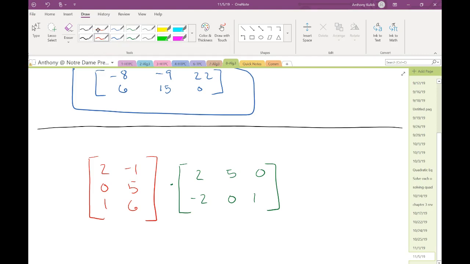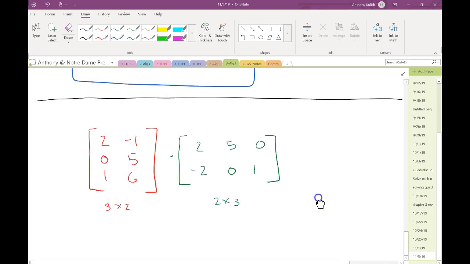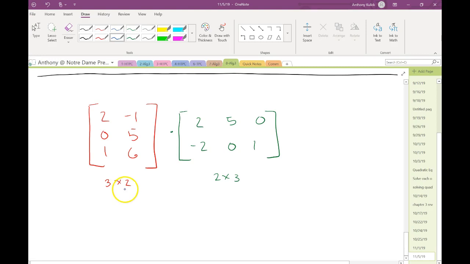So let's say we want to multiply these two matrices together. What's the first thing we should do? We have to check the dimensions, right? What's the dimension for this first matrix? That's a 3 by 2. And what's the dimension for my second matrix? 2 by 3. Can we multiply these two matrices together? Yes, right? What is our answer going to look like? It's going to be a 3 by 3.